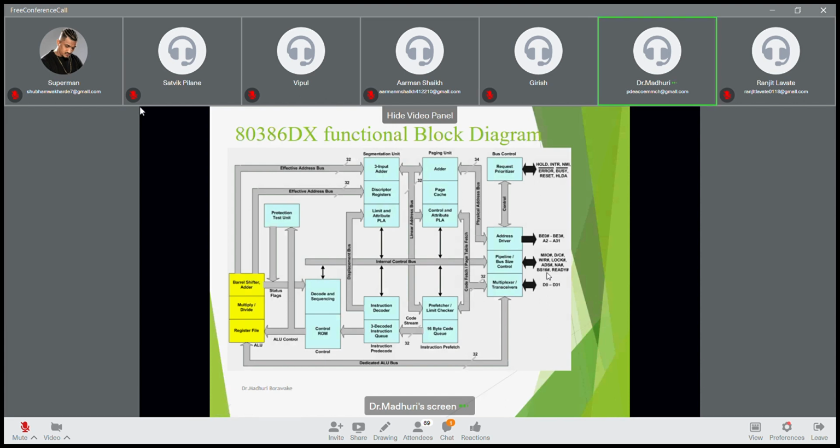Now in the paging mechanism, it allows the conversion of the address generated by the segmentation unit into the physical address. Who will do this? That will be done by the paging unit. That's why here you have some descriptor registers, a page cache, and an adder.